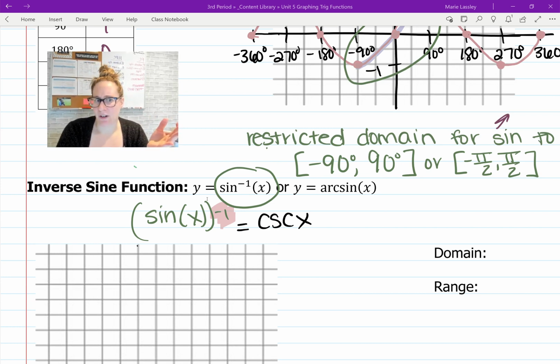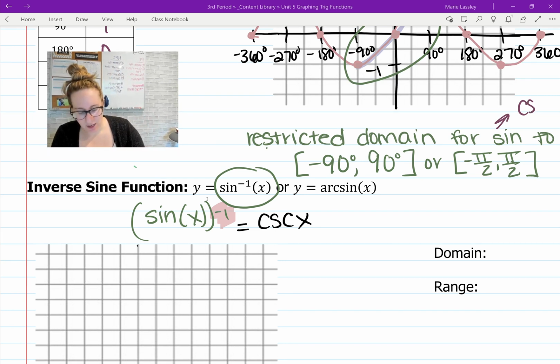It's also the same for cosecant. So we're working with sine, and its reciprocal is the same with inverse. Okay, so let's look at the graph for inverse.